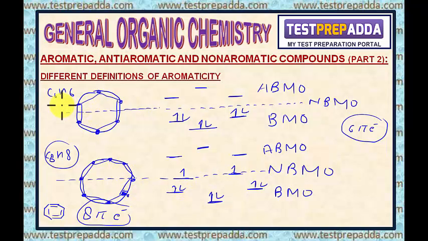Now if you compare this benzene with cyclooctatetraene, you can easily say that in benzene all bonding molecular orbitals are filled with electrons and have their spin paired, and no electron is found in anti-bonding molecular orbital or non-bonding molecular orbital. By this way, we explain the stability of this benzene.